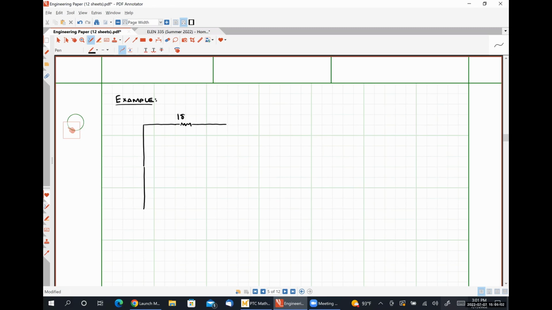Where this is a 180 ohm resistor. Here we have a 90 ohm resistor. This is going to be an 18 volt source that is connected to a switch. And our switch opens at t is equal to 0.